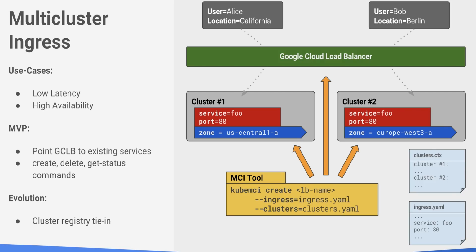If cluster 2 goes down, we still want user Bob to be able to read service foo. In that case, Google Cloud Load Balancer should send that request to cluster 1. That ensures high availability.